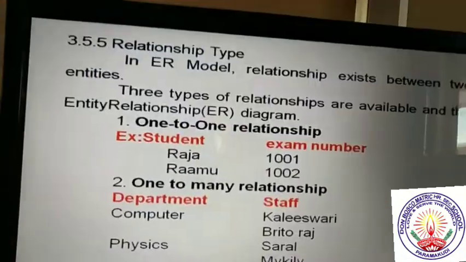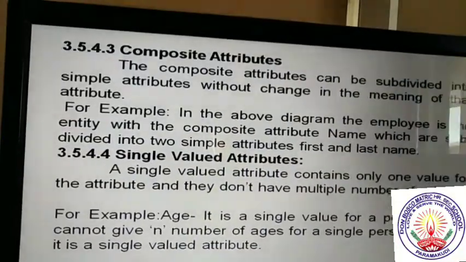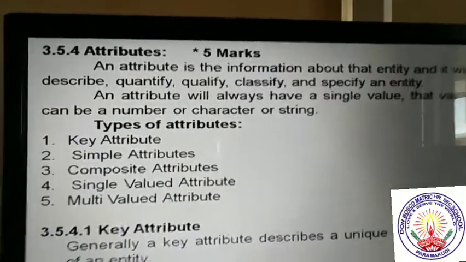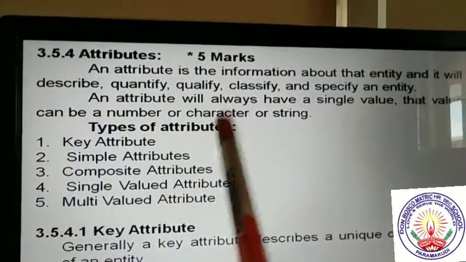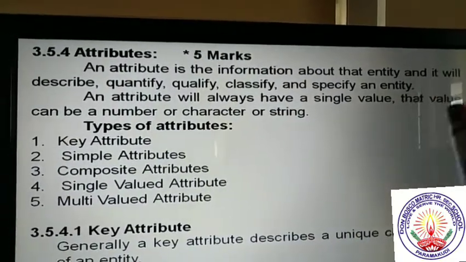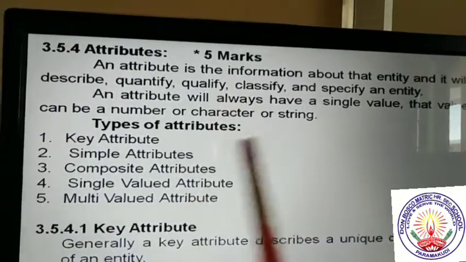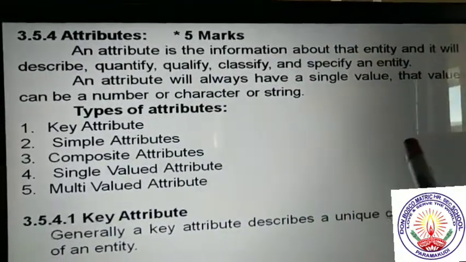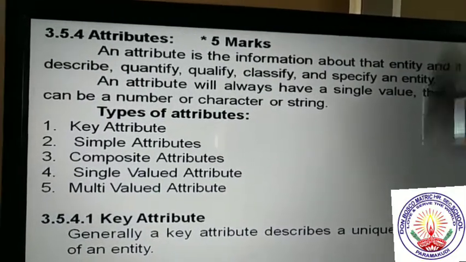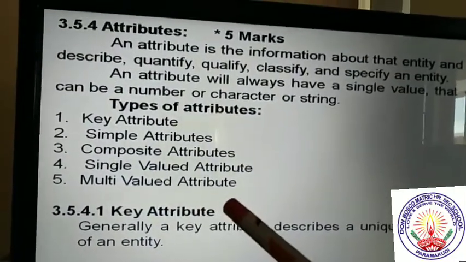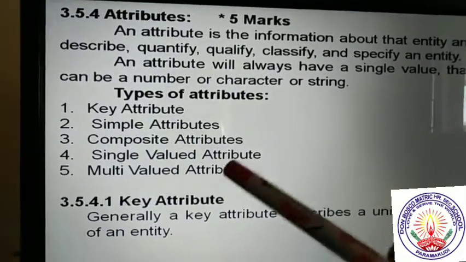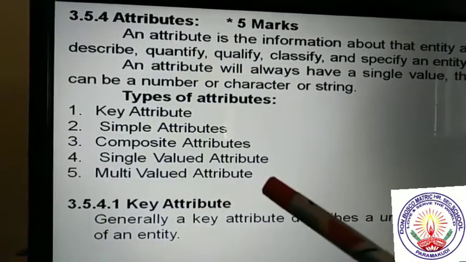Okay, so the next one, so just we have to recall this concept like attributes. So attributes, what is the meaning of attributes? So an attribute is the information about that entity and it will describe, quantify, qualify, classify and specify an entity. Okay, so the quantify, qualify, it can be differed in 5 different ways. So first one, key attribute, simple attributes, composite attributes, single valued attributes and multi valued attributes.